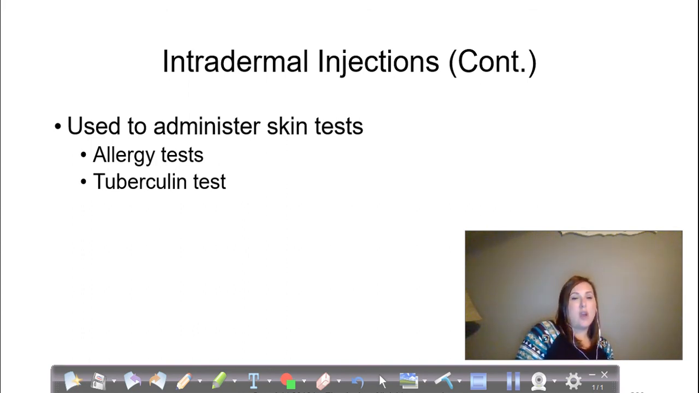Whenever you give the Z-track method too, you want to make sure you wait about 5 to 10 seconds after you inject the medication, just to let it absorb into that muscle a little bit better.